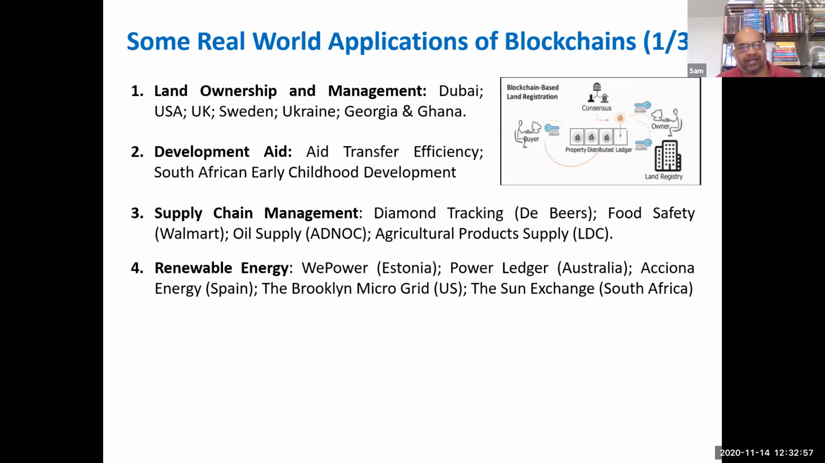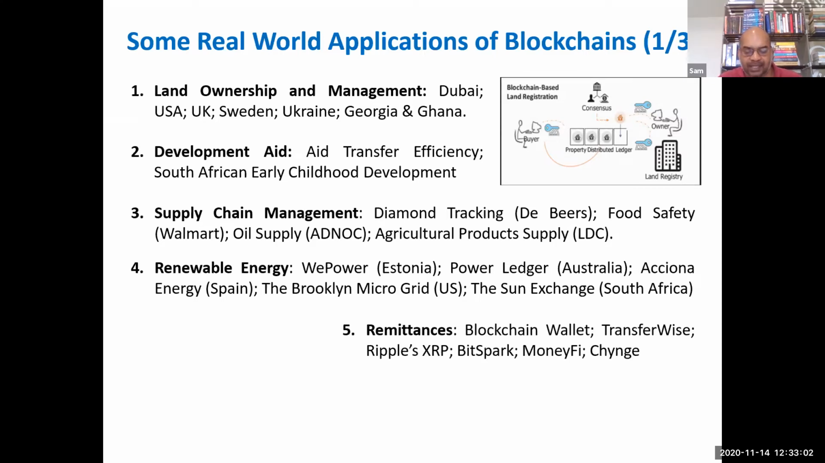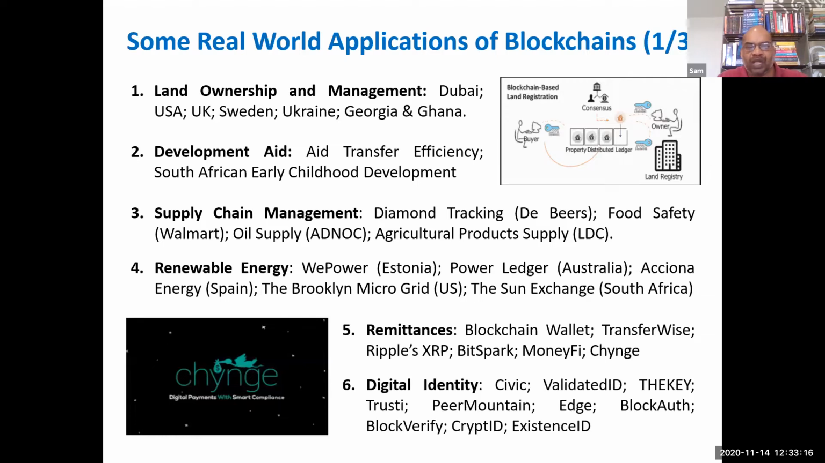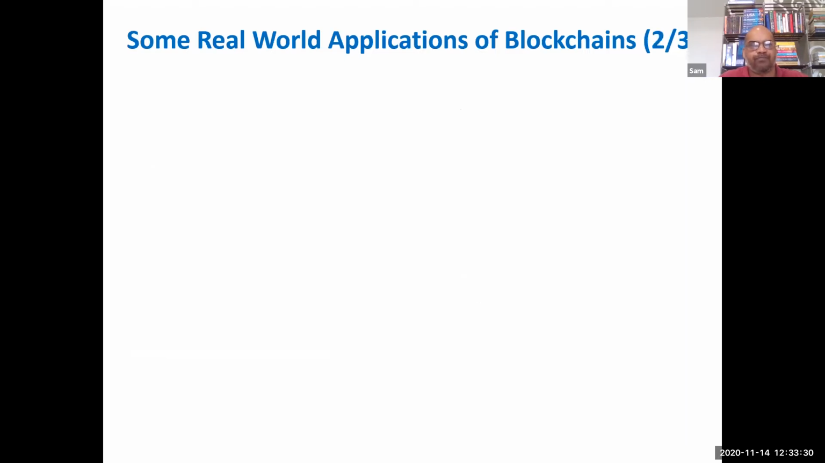Renewable energy, electricity grids, many examples over there. Remittances is another one, like blockchain wallet, TransferWise, BitSpark. Again, you are able to do transactions without paying the required remittances fee. Digital identity. This is where at the moment almost everyone is scared about identity theft, online identity theft. So digital identity with all those applications out there.